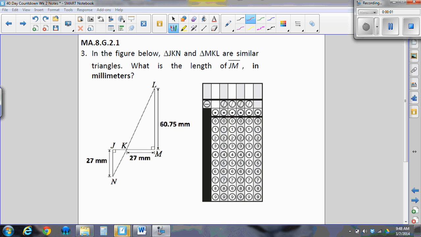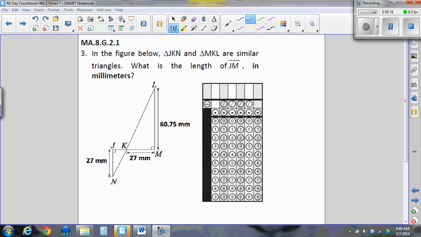Okay, ladies and gents, let's see if we can find another way to set this problem up to make it a little more easy to comprehend. In the figure below, triangle JKN and MKL are similar triangles. What is the length of JM in millimeters?